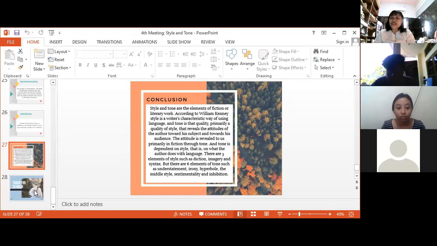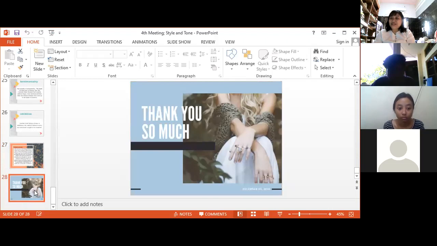That's all, and thank you so much. So here are the differences between style and tone. Style is the outer characteristic in making literary works, and then the tone is the quality of the style. There is a tone because of the style. That's all.